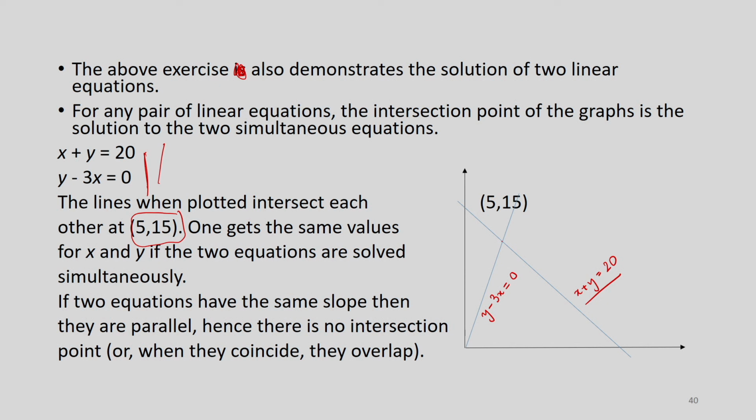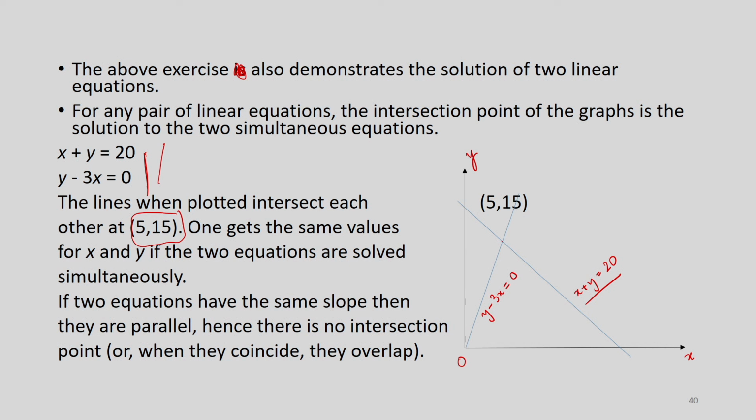And if you do not solve it mathematically, but just plot these two lines on a diagram, so, this is the x axis and this is the y axis, you get these two blue lines and they will intersect at some point, and you will find that the coordinates of this intersection point are (5, 15). If two equations have the same slope, then they are parallel, hence there is no intersection point. So, in this case these two equations did not have the same slope, right, and they intersected.